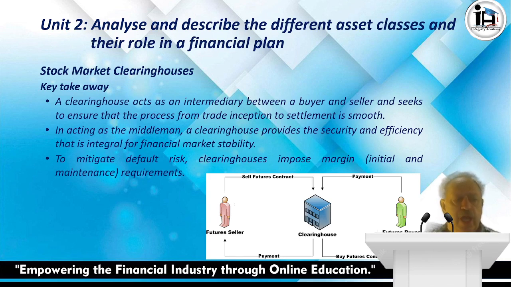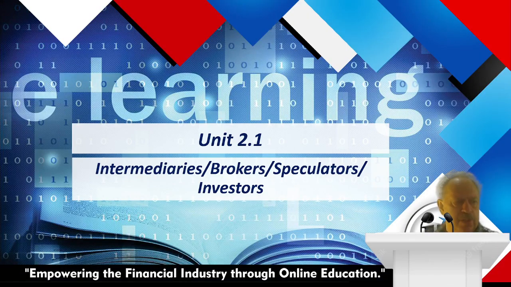So let's just look at a few key takeaways regarding clearinghouses. A clearinghouse acts as an intermediary between a buyer and a seller and seeks to ensure that the process from trade inception to settlement is smooth. In acting as the middleman, the clearinghouse provides the security and the efficiency that is integral for financial market stability. To mitigate default risks, clearinghouses impose margins, initial and maintenance requirements.